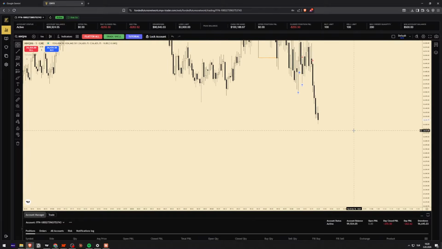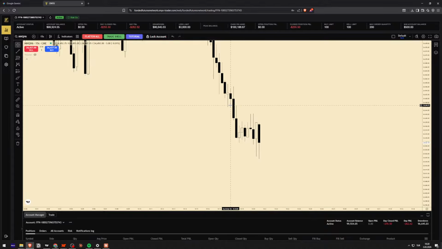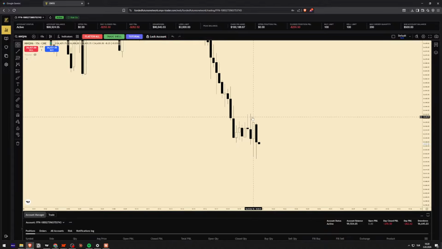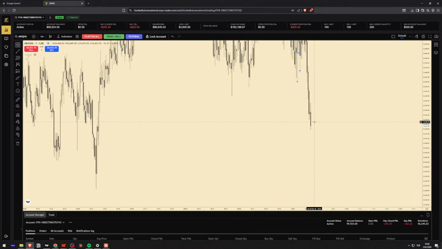I'm gonna take a scalp short setup over here. Break, tap, lower low. Let's see if it keeps going lower or takes out this high over here.